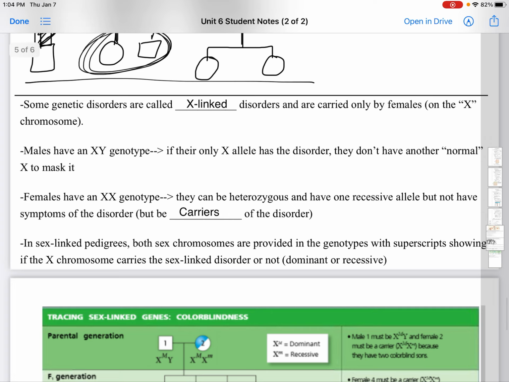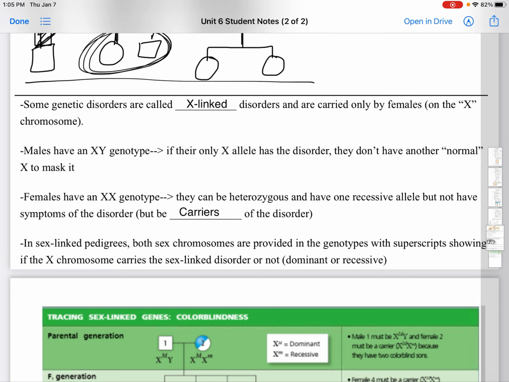All right, looking at the rest of our notes, this links back up to our very first section, the notes that y'all had last week when we were virtual. Some genetic disorders are called X-linked. You might also hear them called sex-linked disorders, and they're carried only by females on that X chromosome. Males, of course, as you remember, have an XY genotype, meaning they got the X from mom and the Y from their dad. If their only X allele has this disorder, they don't have another normal X, without the disorder, to possibly mask it.